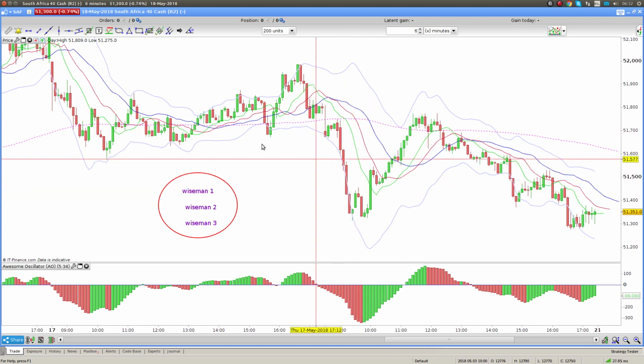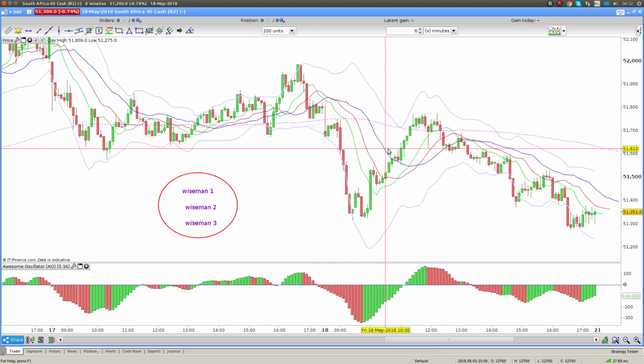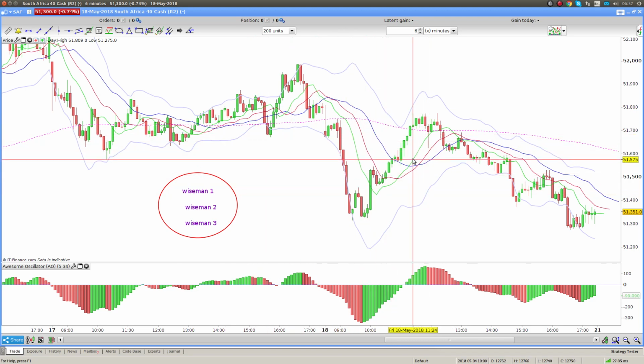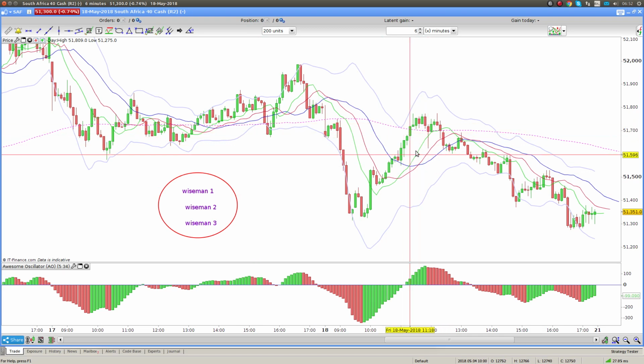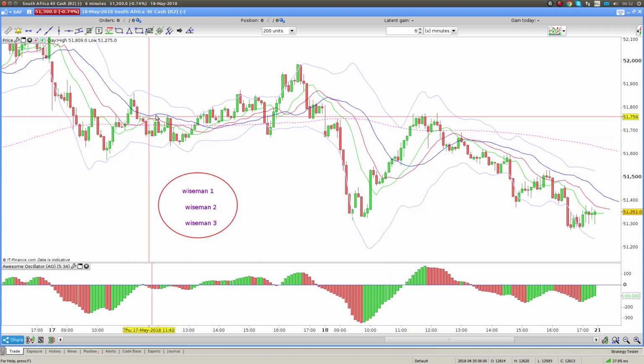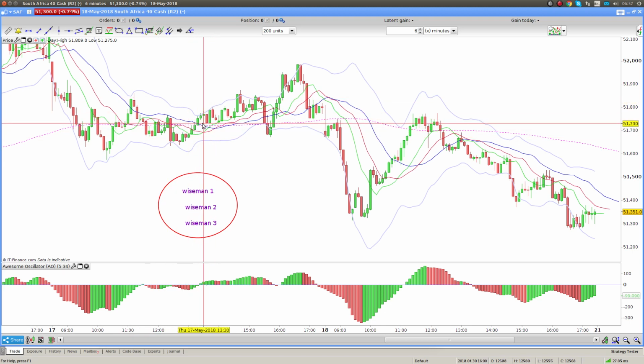On the other side of the coin, when it is pointing to the upside and open, we are hungry and eating up price and we're trending up. When we are sleeping like this, we are ranging. Don't really want to be trading in this type of market.